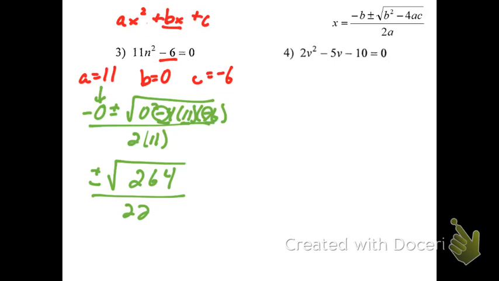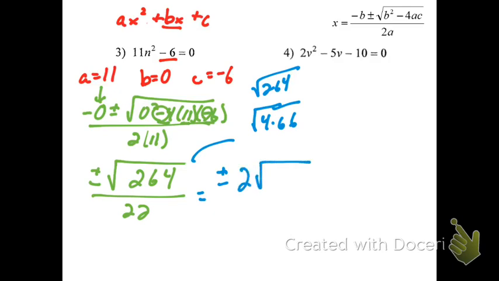Change my color. This is the same thing as plus or minus, and 264 is the same thing as, do this, 4 times 66. So that's the same thing as 2 root 66, because the square root of 4 is 2. Now 66 breaks down to 6 times 11, 2 times 33, 3 times 22, but none of those are squares. So the 66 does not break down, but there's 22 down here.